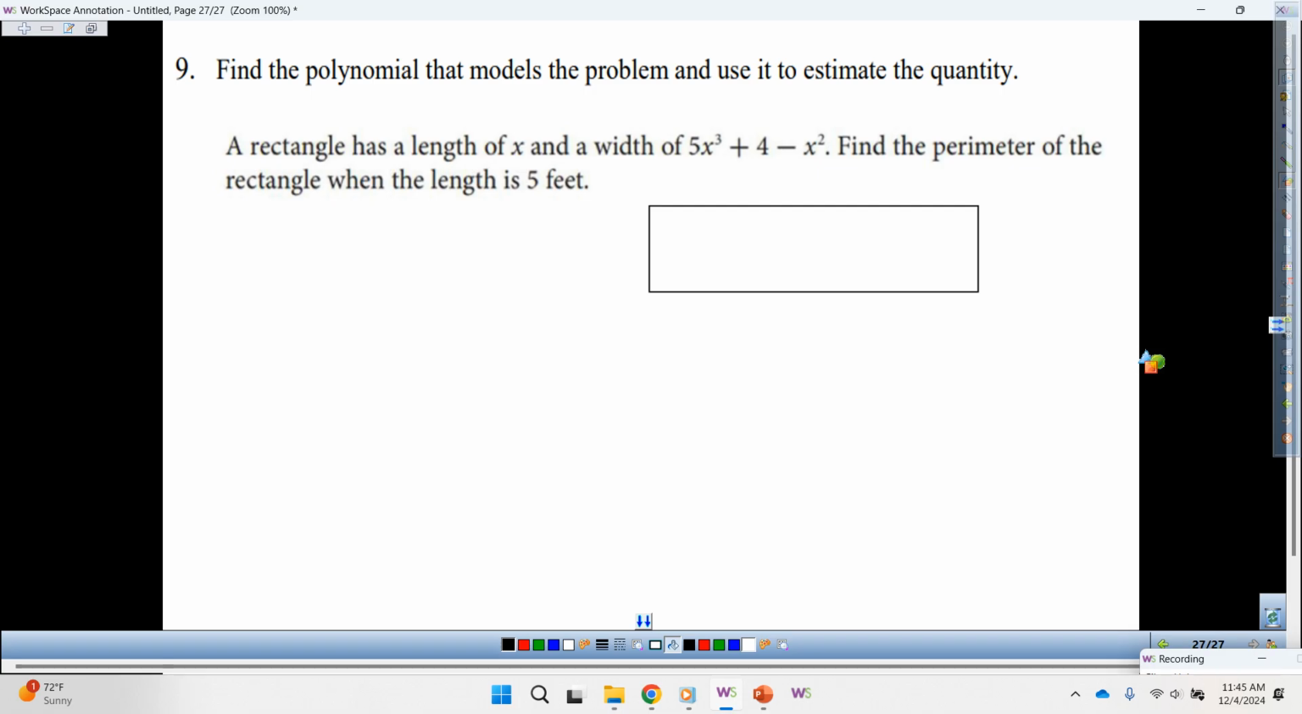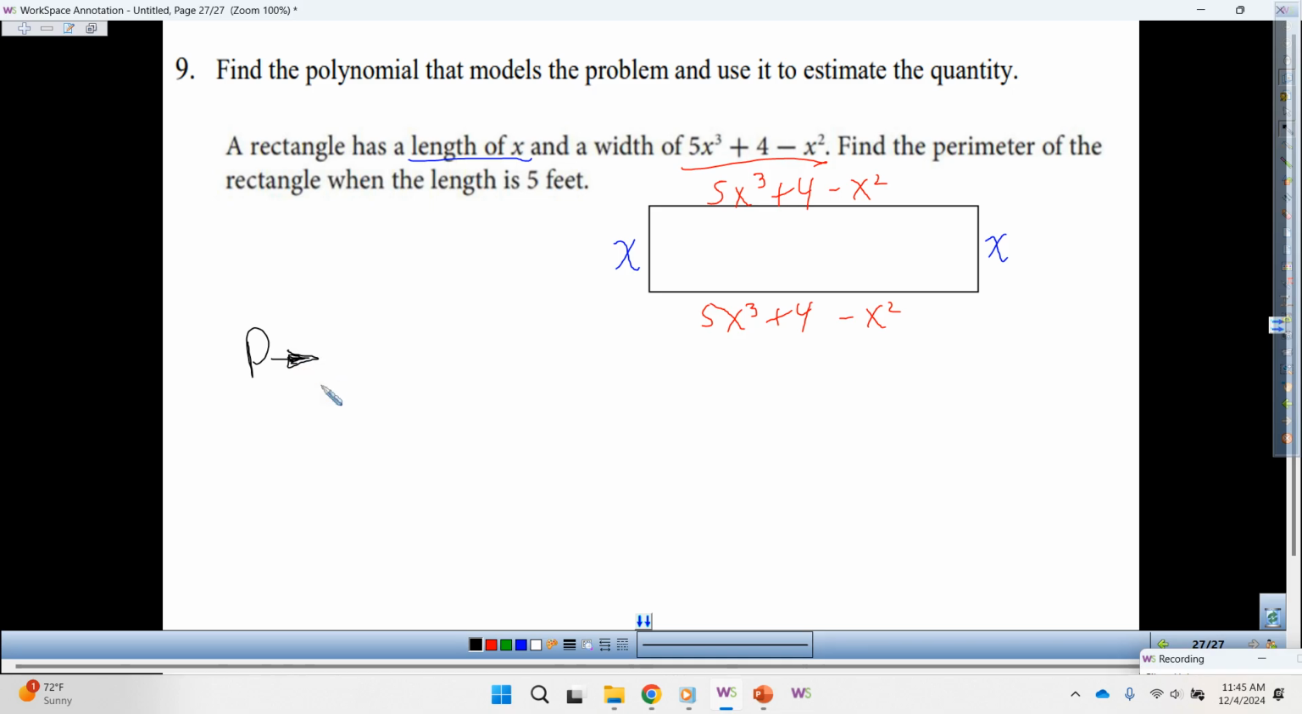Label it. So the length, x, I'm going to make that this one. And the width is 5x cubed plus 4 minus x squared. So we need to find the perimeter of that rectangle, but represented with a polynomial.